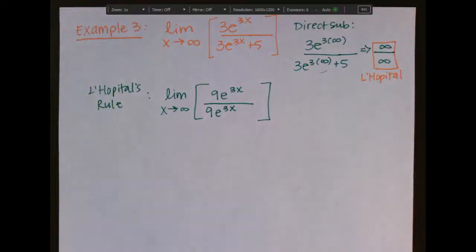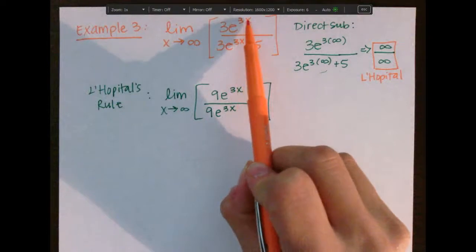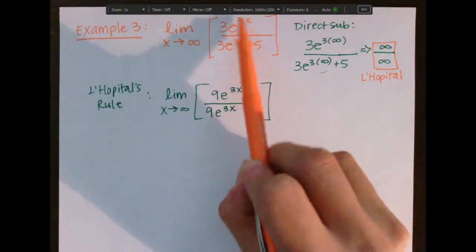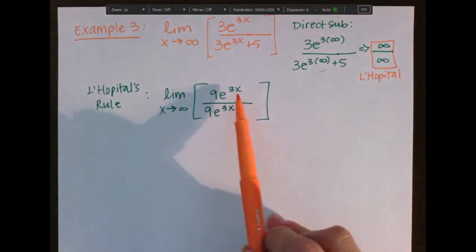Continuing the example from the first video, we verified that we could use L'Hopital's rule. So I took the derivative of the numerator and I took the derivative of the denominator. So here the derivative of e to the 3x is e to the 3x. Using the chain rule, we then have to multiply by 3. So we get 9 e to the 3x.